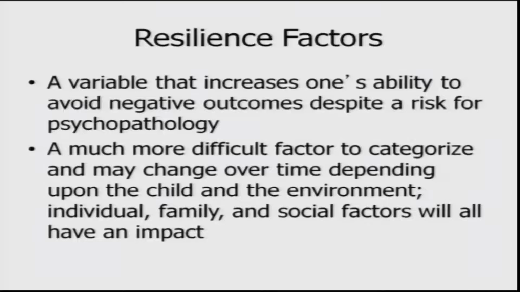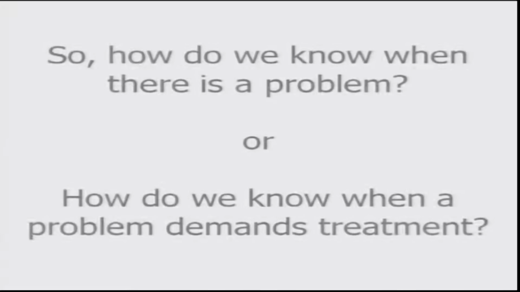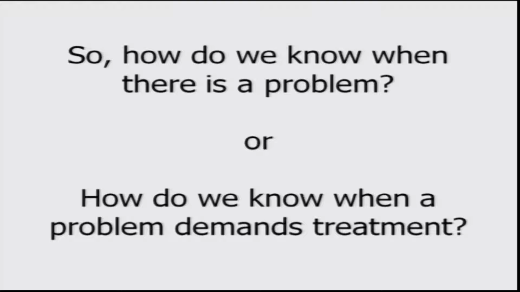So, a much more difficult factor to categorize, and it may change over time depending on the child and environment. So, we cannot really rule out environment when we are talking about children. Individual, family and social factors will all have an impact. So, how do we know when there is a problem, or how do we know when a problem demands treatment? This is the trick of good child psychiatry or child mental health.